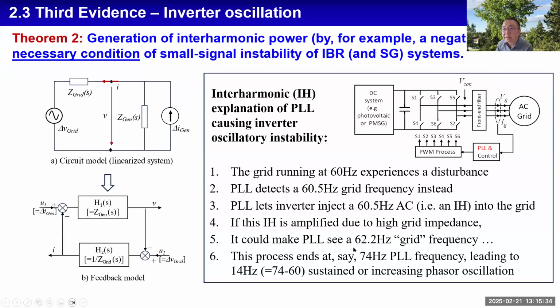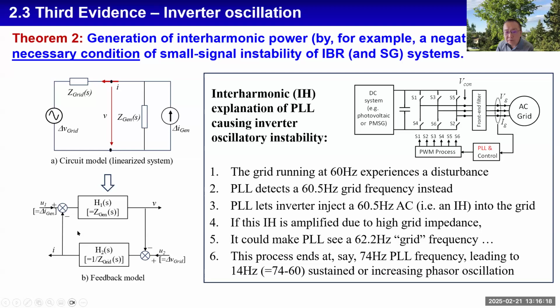Now, how about the inverter? There is another theorem in the paper showing that the generation of interharmonic power is the necessary condition of small signal instability of IBR and synchronous generator systems. Here is the mathematical treatment. Basically, we have a grid. You can model the grid as an impedance model or a transfer function model. This is essentially a transfer function model. Then the IBR or a synchronous generator, I call this generator another model. You connect them, and this can be converted into a feedback model using the standard control system model.